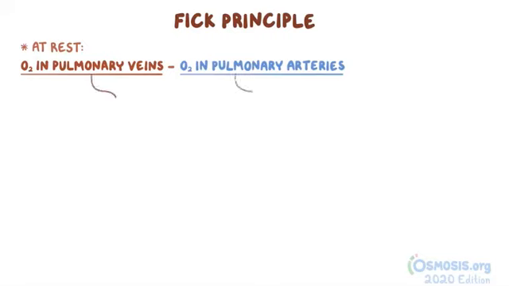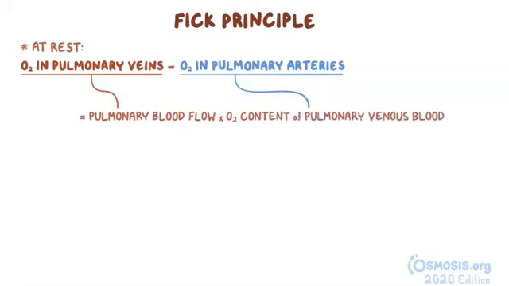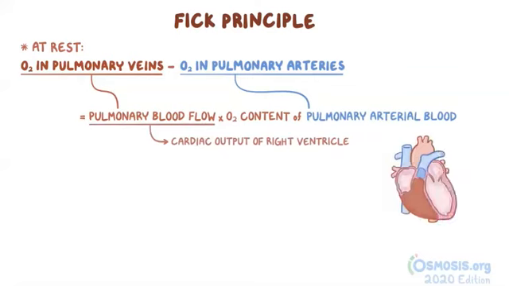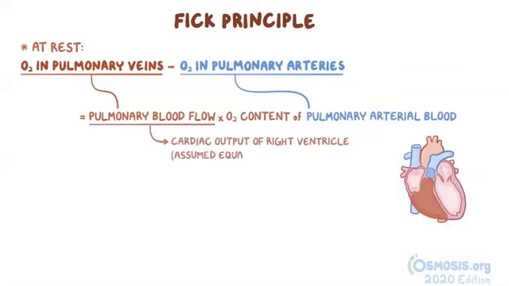The amount of oxygen in the pulmonary veins is equal to the pulmonary blood flow multiplied by the oxygen content of the pulmonary venous blood. Similarly, the amount of oxygen returned to the lungs via the pulmonary artery is pulmonary blood flow multiplied by the oxygen content of pulmonary arterial blood. Remember that pulmonary blood flow is the cardiac output of the right ventricle and is assumed to be equal to the cardiac output of the left ventricle.